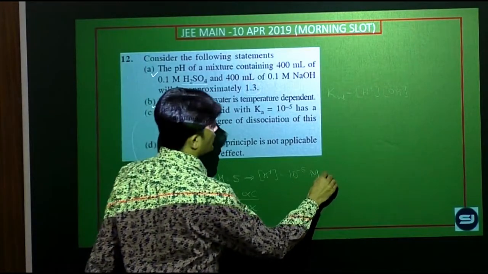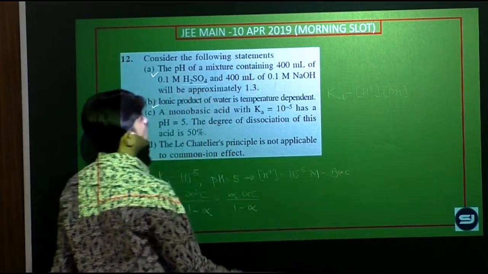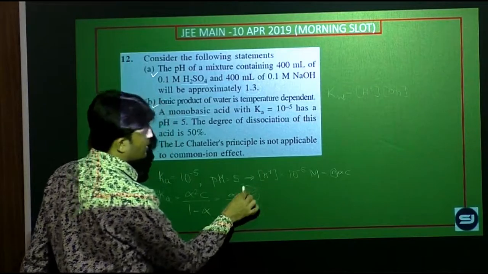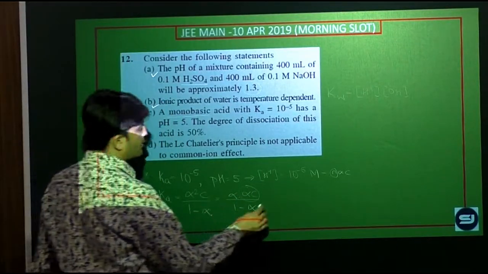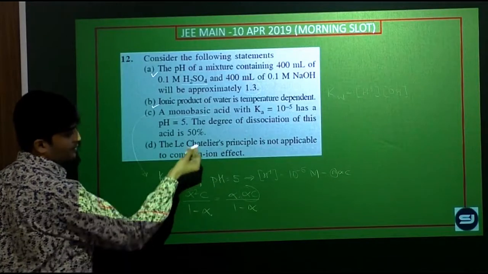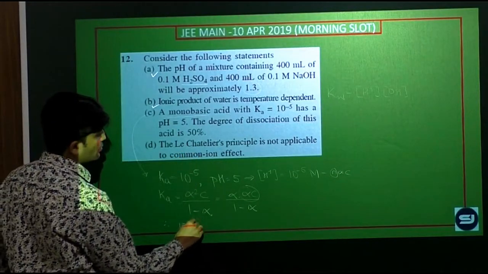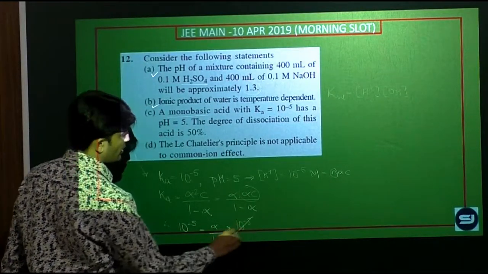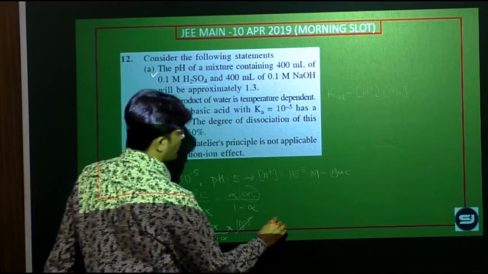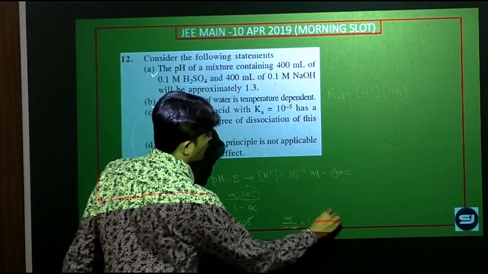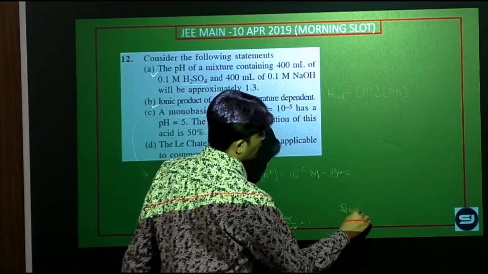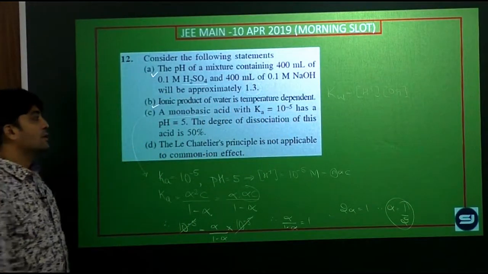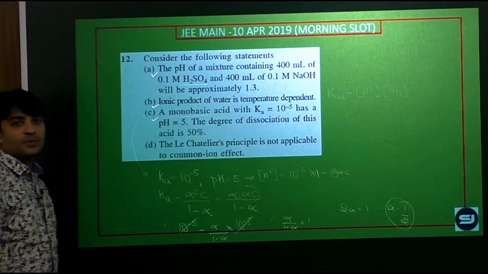The H plus concentration is n into alpha into C. n, being a monobasic acid, will be equal to 1. So I can just substitute alpha C as 10 power minus 5 and get a relation in terms of alpha, and that's what I have to verify. So K is 10 raised to minus 5. Alpha upon 1 minus alpha into alpha C is 10 power minus 5. This gets cancelled. Hence, we have alpha upon 1 minus alpha equal to 1. Therefore, 2 alpha is 1 and alpha will be equal to half, which means it is 50%. Hence, this is also a correct statement.